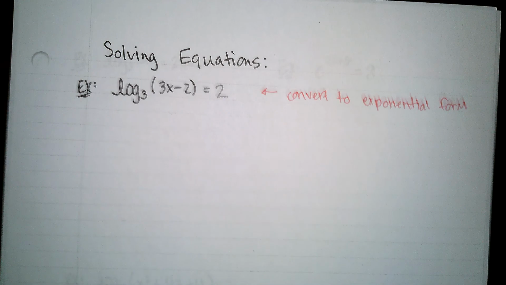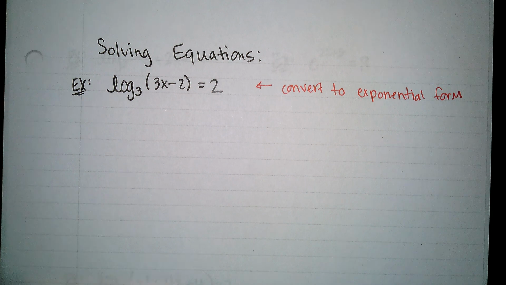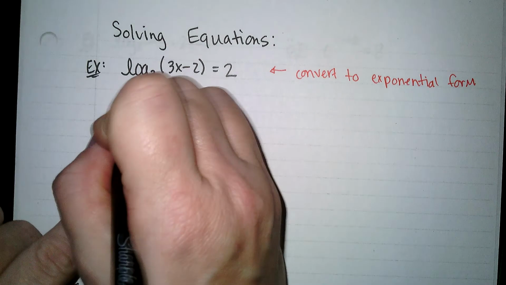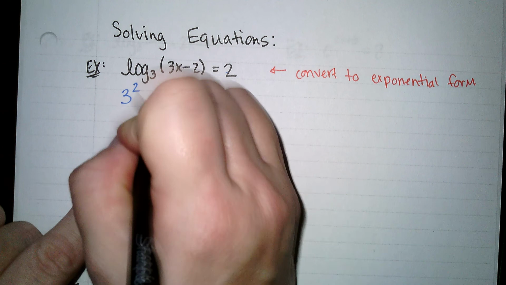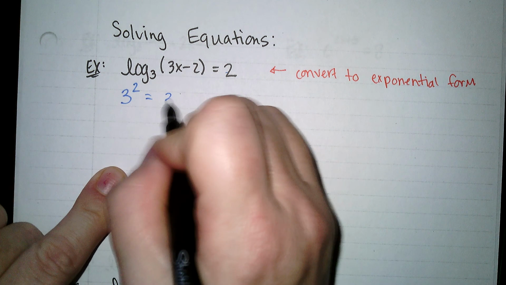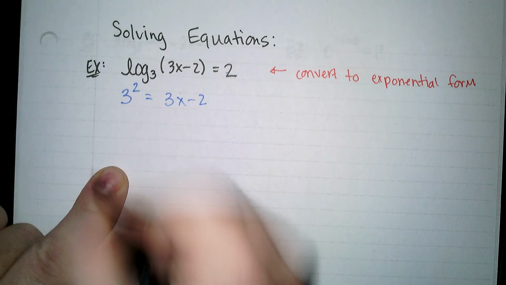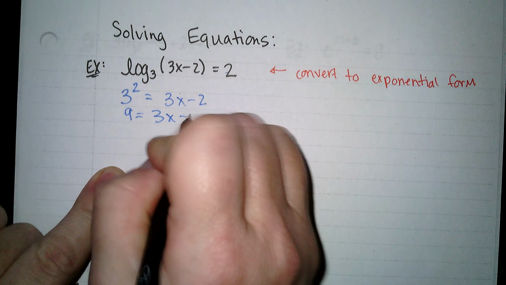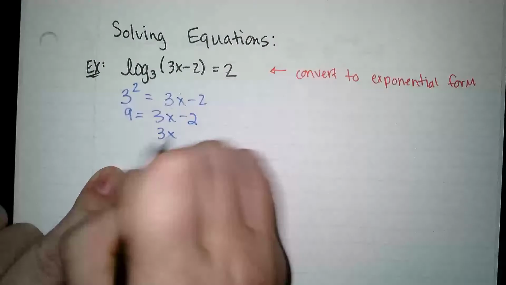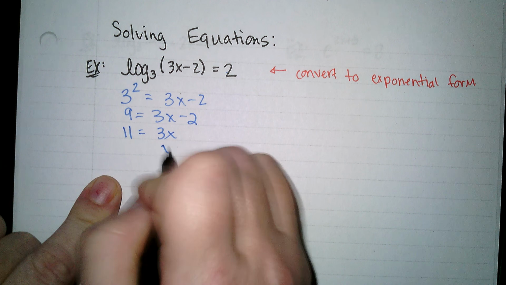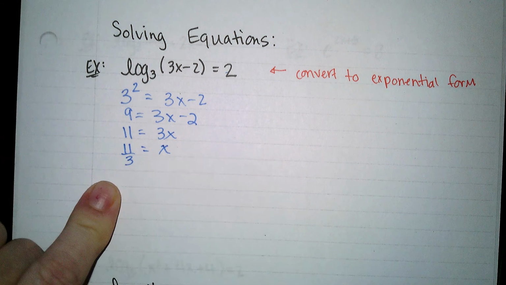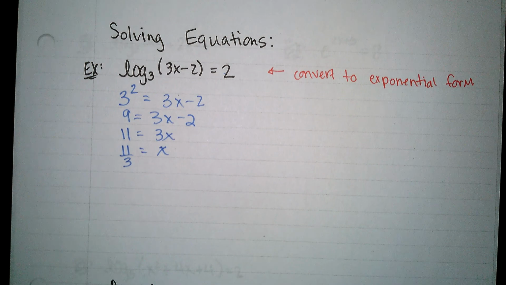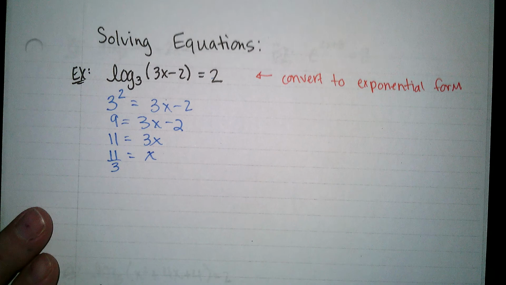So here we go, doing that. We keep the base of 3, raise it to the power of 2, and then it equals the argument. So then we get 9 equals 3x minus 2, or 3x equals 11, which leaves me with x equals 11 thirds. Now we do have to worry a little bit about domain.